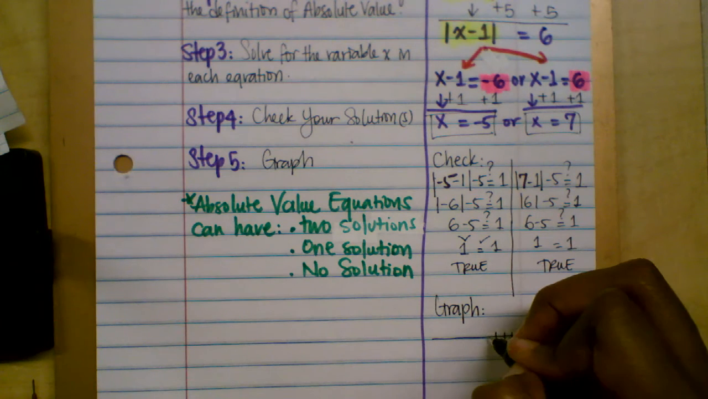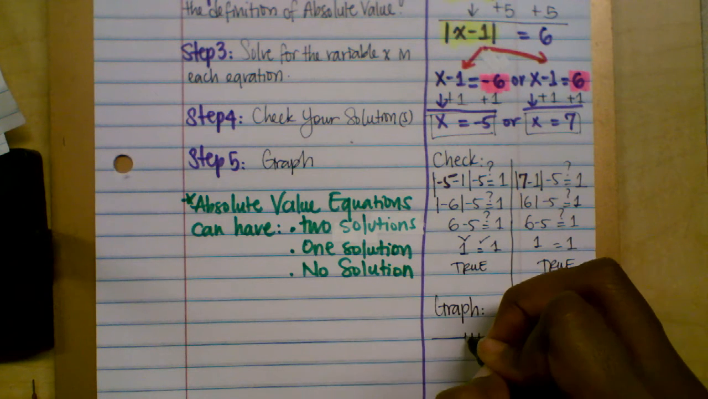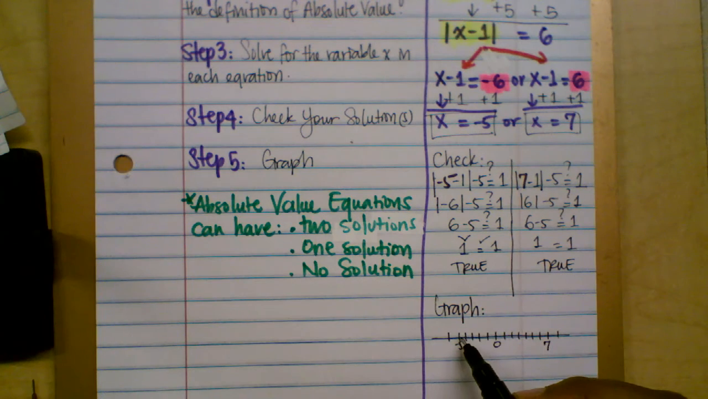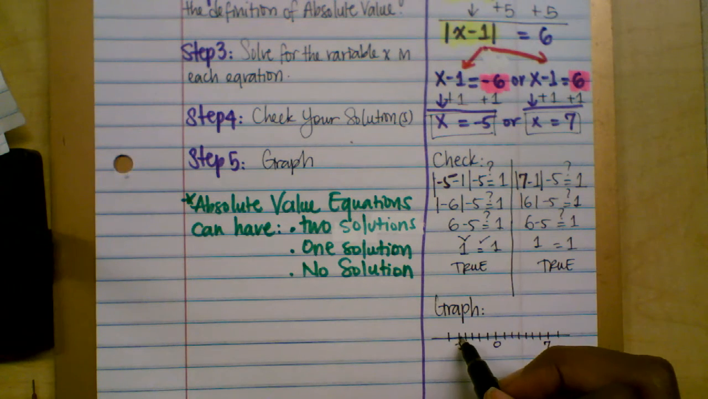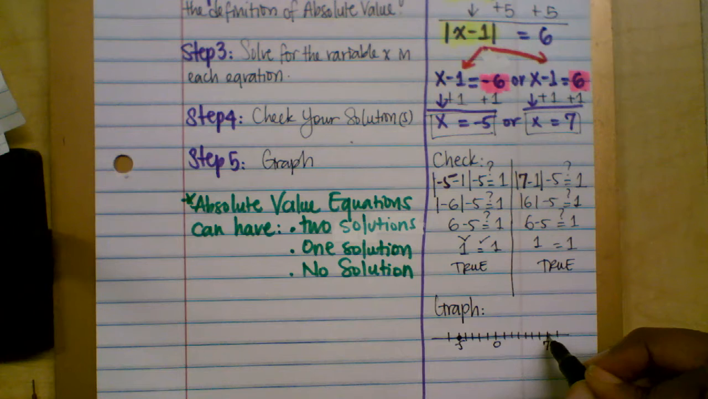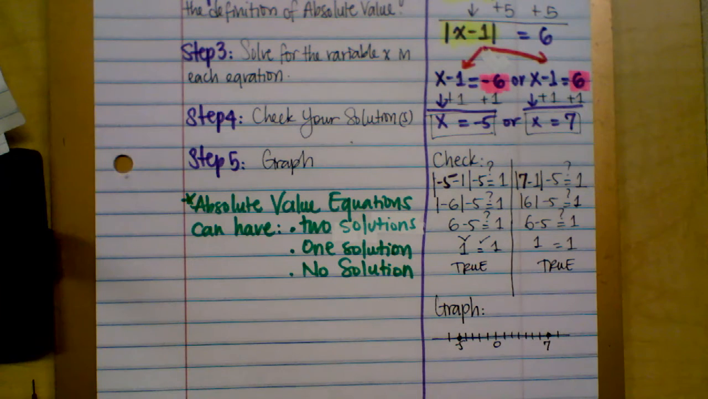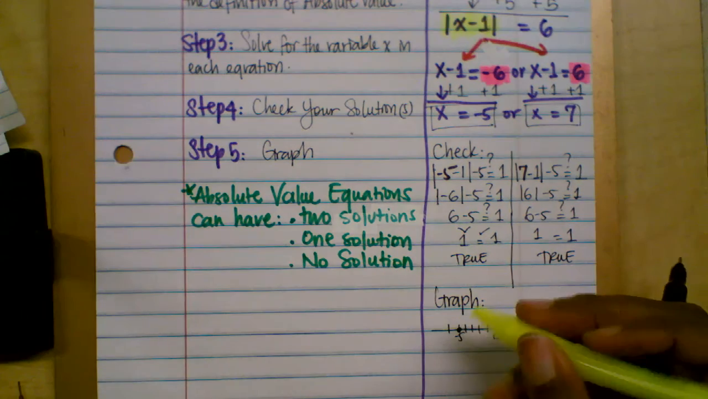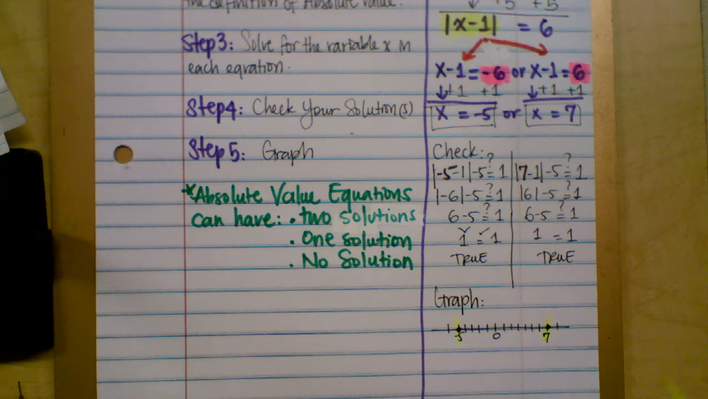And let's do -5. -1, -2, -3, -4, -5, -6. So where you see -5 on the number line, I'm going to place a full dot there and a full dot at 7. And that's it. We are done graphing. Okay, that's all you're supposed to do for the graphing. Okay, so now there's a notation.